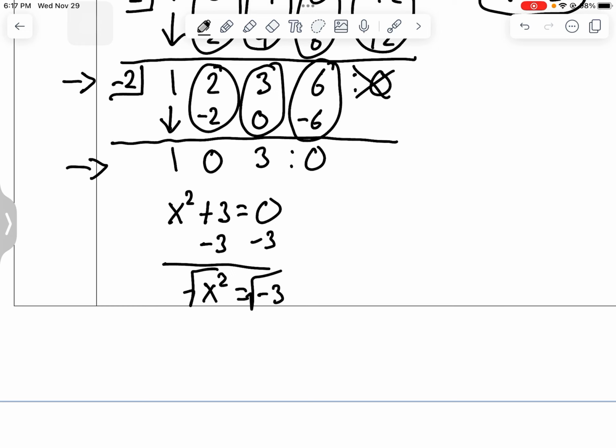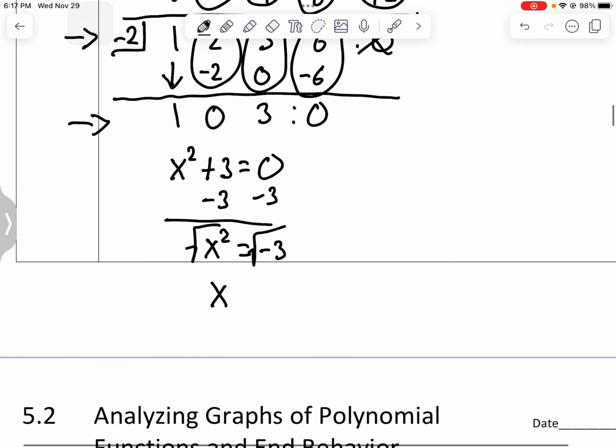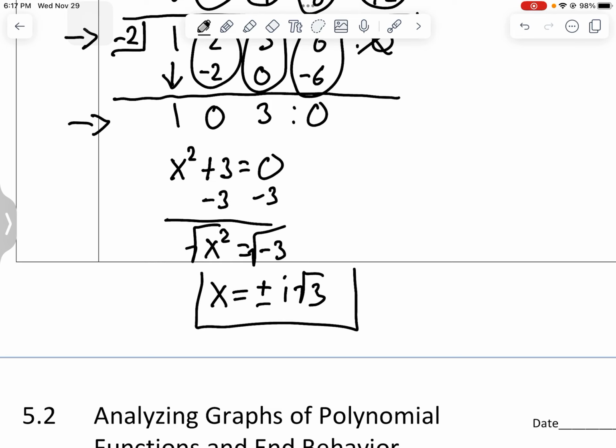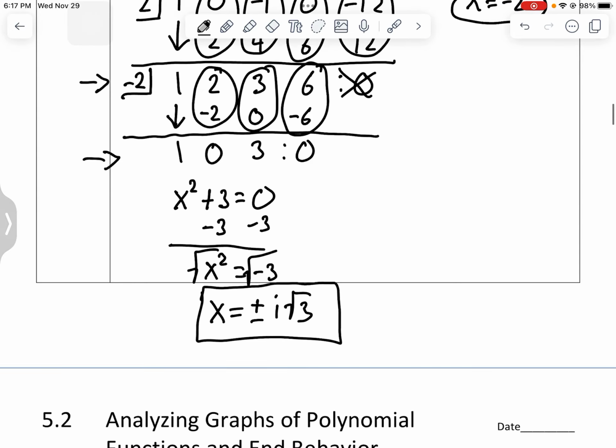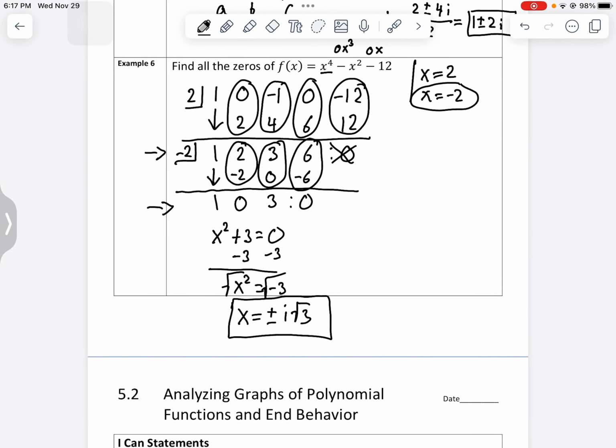Take the square root. And remember, when you take the square root, you're getting a plus or minus. So we need to get our 2 solutions along with the original 2. And this would be i square root of 3. It was imaginary, which again, we expected that. So we kind of know we did it right there. All right, and don't forget about these 2. That's it for this one.